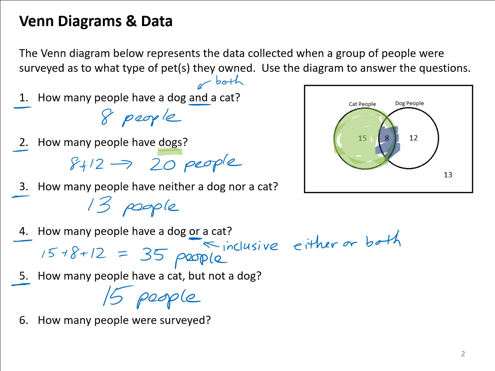And finally, the last question is how many people were surveyed? Well, the thing to remember is that the universe includes everyone. So in a Venn diagram, when you write in your numbers, you must include everyone that you have data collected on. And no one goes into the diagram more than once. So to figure out who was surveyed altogether, who was involved in this data collection, we need to add up every single number that's in the Venn diagram. So 15 plus 8 plus 12 plus 13 would give you the total people who were surveyed, and that would be 48 people.